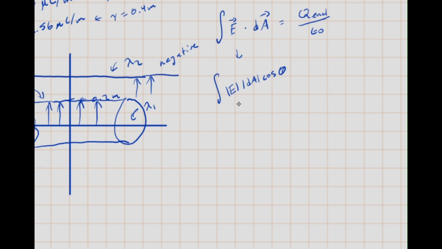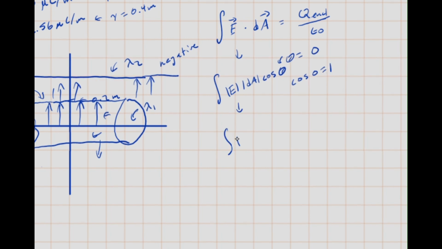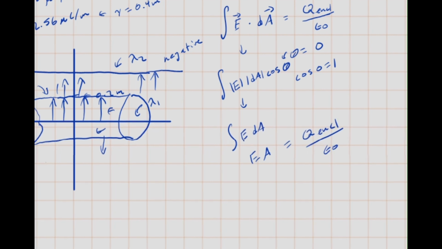But let me simplify this down further. The area vector coming off of the surface of the cylinder will end up being parallel at all points to the electric field vector. So basically, you can say that the angle between them will be equal to 0. And since the cosine of 0 is equal to 1, you can rewrite this as the integral of E dA, which further simplifies to E times A, and that will still equal the charge enclosed divided by epsilon naught.